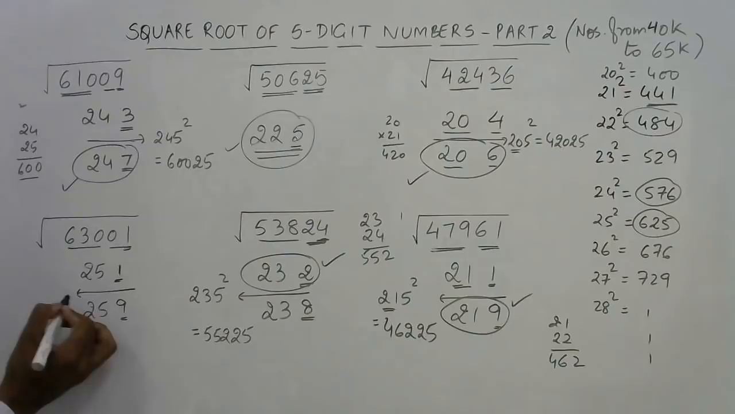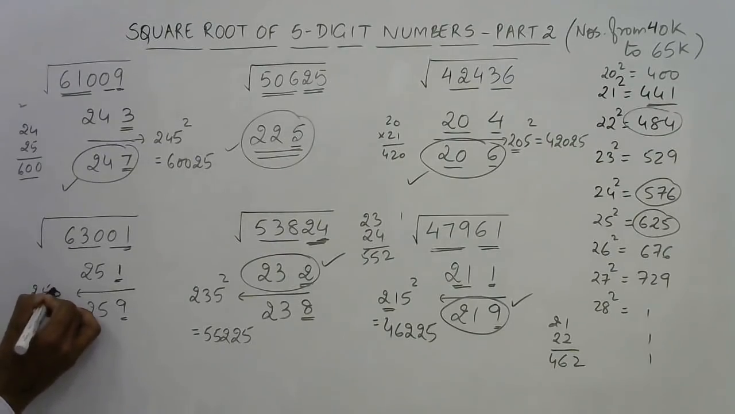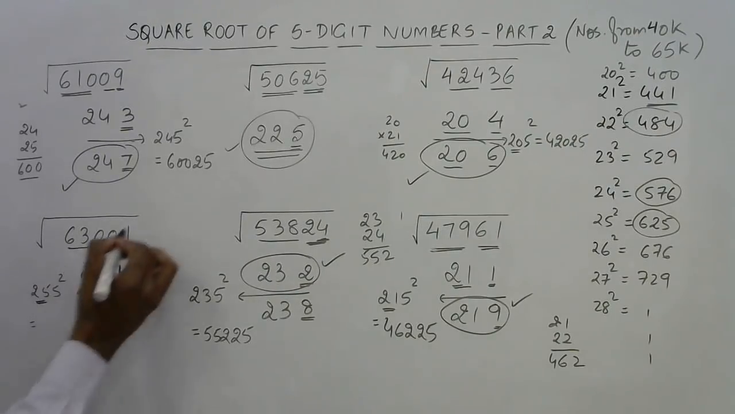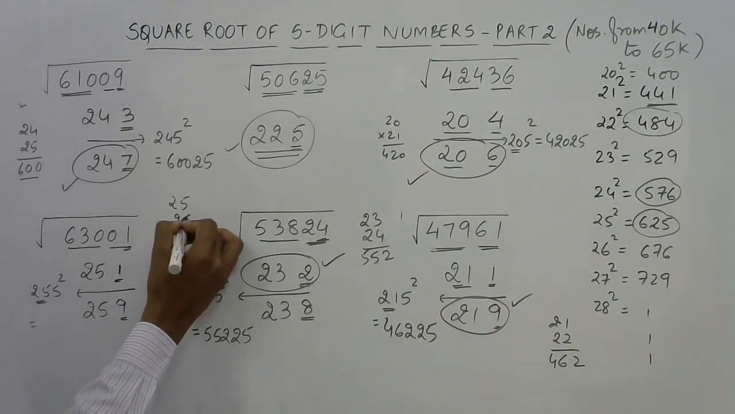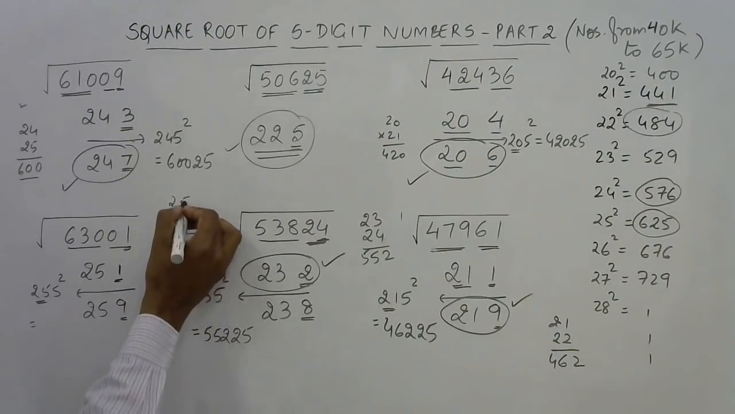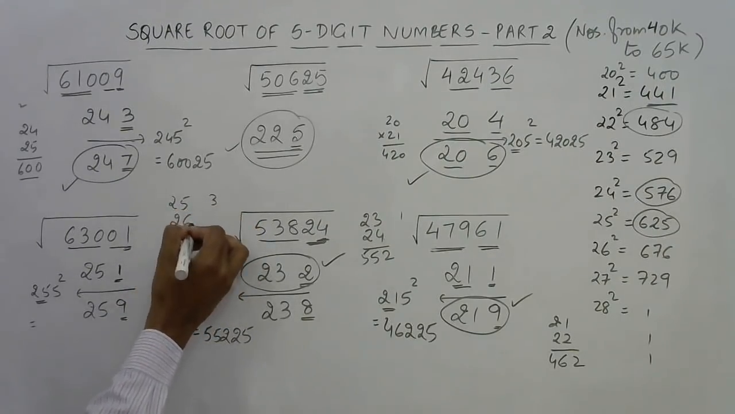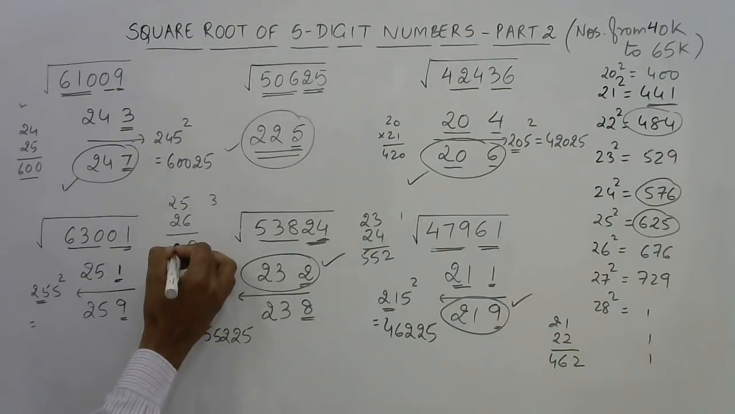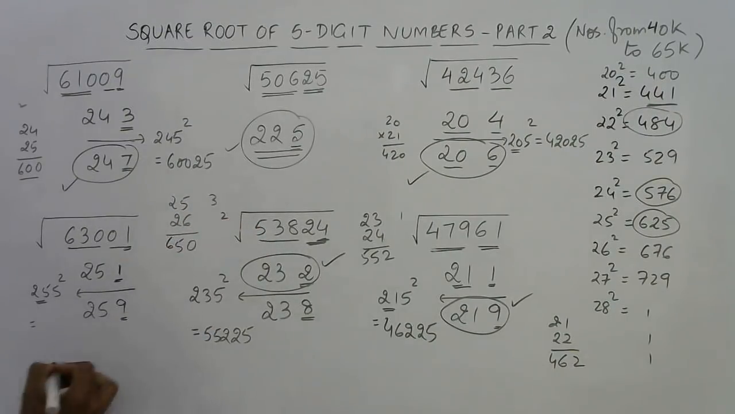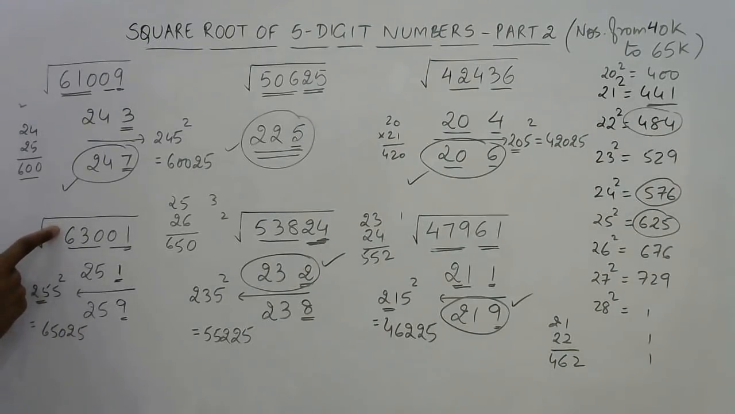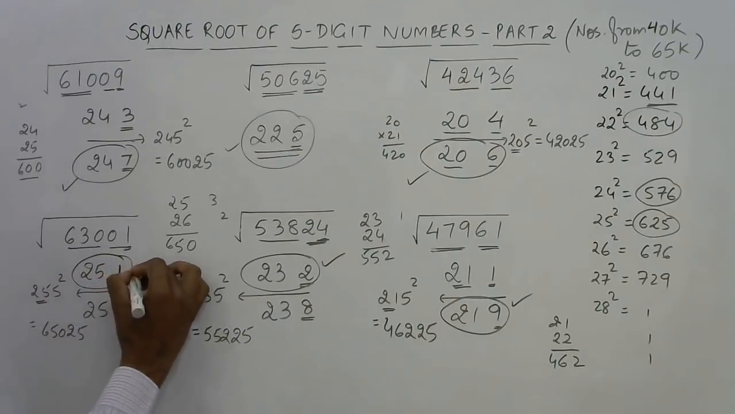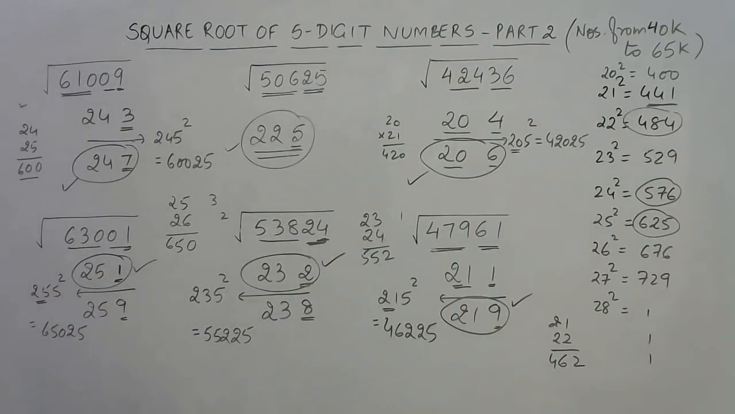We have to take the intermediate number 255. How do we find 255 square? Just take 25, multiply it by its consecutive number 26. So 650 followed by 25. Now compare this with this. This is smaller. So the smaller number will be our final answer.